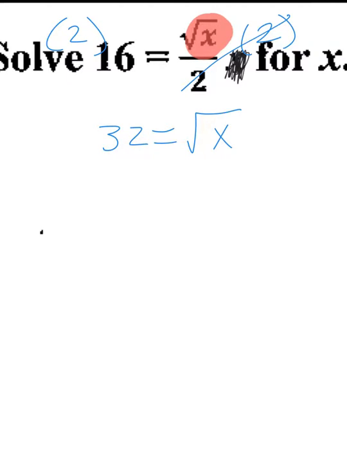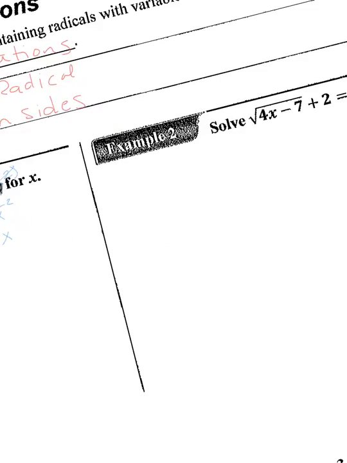Okay, so we've isolated the square root, and now to get rid of that square root, we're going to square both sides. So we end up with x equals 32 squared, which is 1024 when we type that in our calculator. All right, let's go over the next example.